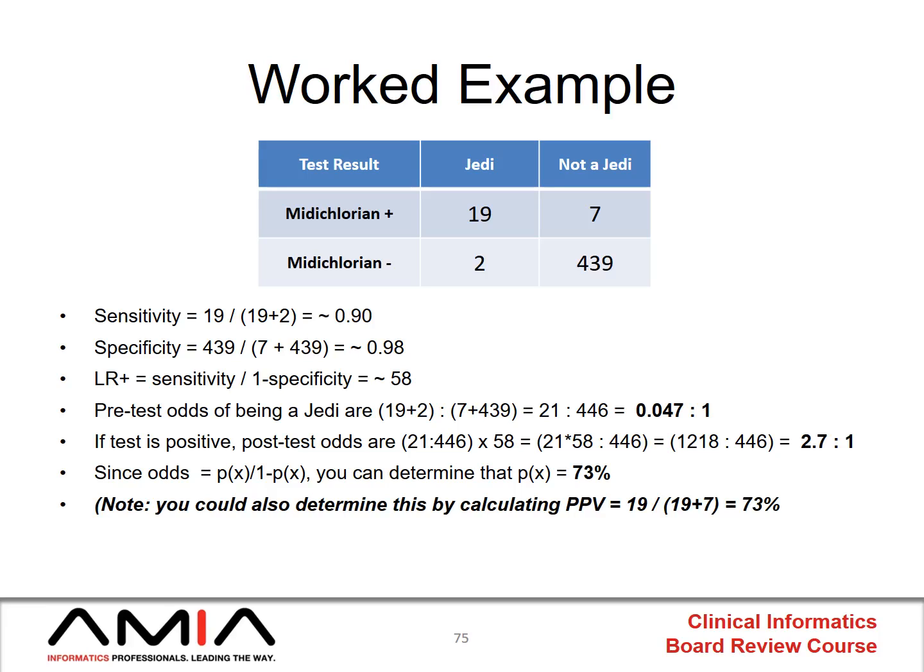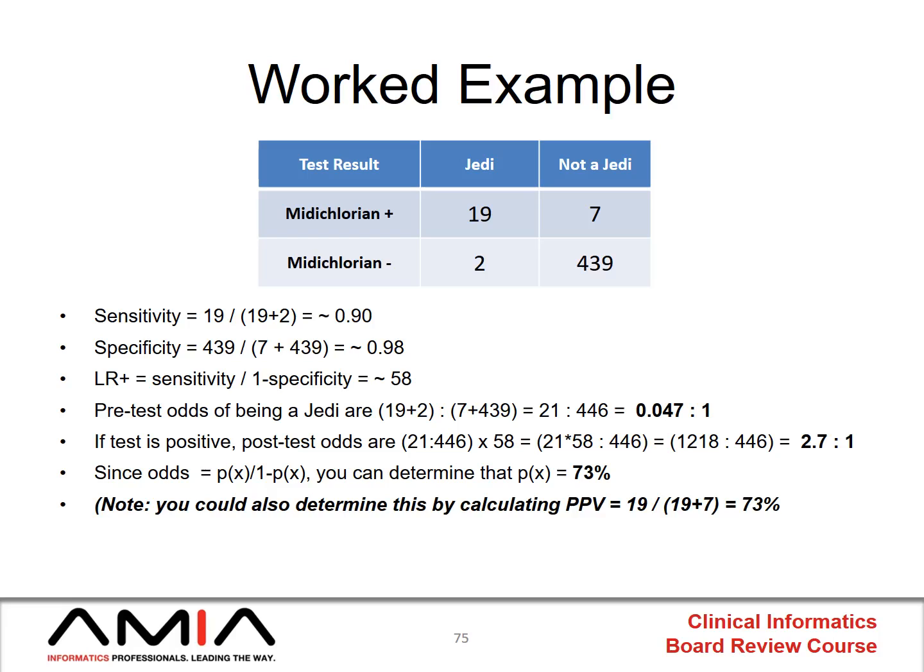I would take that 21 to 446, or the 0.047 to 1, multiply it by my known positive likelihood ratio of 58. And now I get that the post-test odds are 1218 to 446, which reduces down to 2.7 to 1.